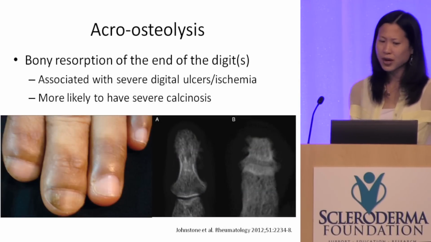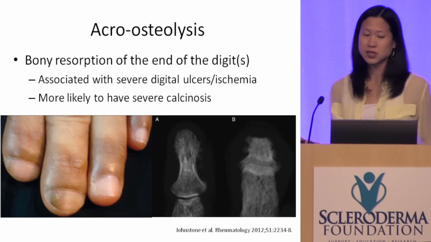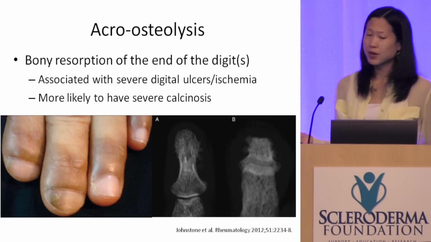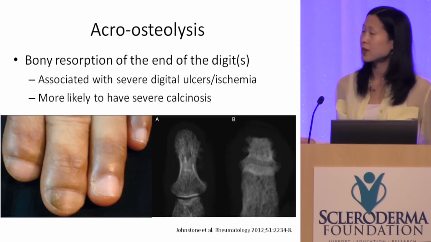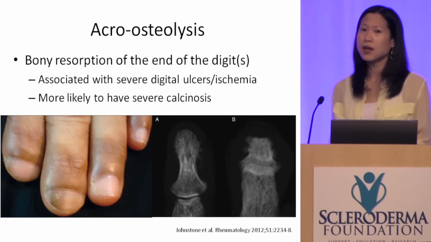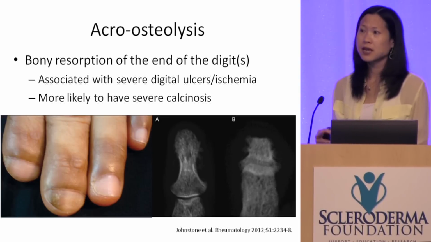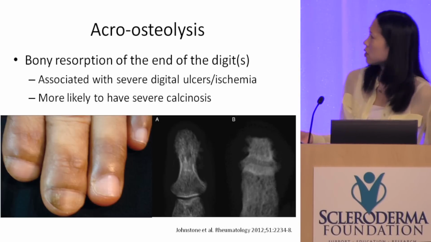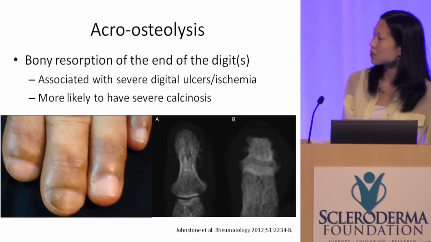Acrosteolysis, this is a big word describing the bony resorption of the end of the digit that happens in scleroderma patients related to poor blood flow to the digits. So it's associated with having severe digital ulcers and ischemia, and also is associated with the development of severe calcinosis. So again, we think that this blood vessel problem is leading to digital ulcers, digital ischemia, acrosteolysis, and calcinosis, that all of these are related to the problem with the blood vessels in the digits of scleroderma patients. So just to show you what it looks like clinically, you can see that this index finger is shortened because of the bony resorption, and it correlates with this finding on X-ray, where you lose kind of the tip of the bone there.